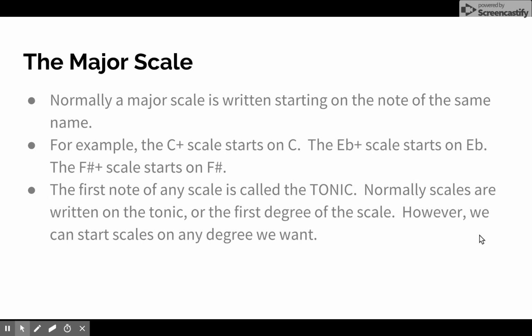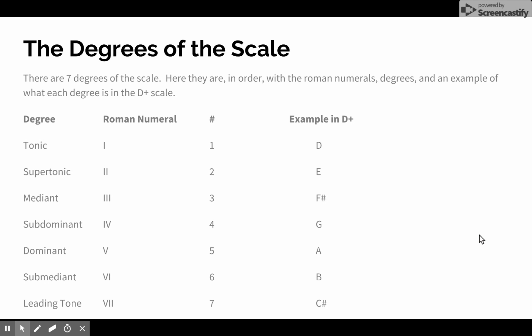This is the tonic. Normally, scales are starting on the tonic when we write or play them, which is the first degree of the scale. However, we can start on any degree that we want. The 7 degrees of the scale are listed here, along with the Roman numeral and their number, and I did an example for you in D major.